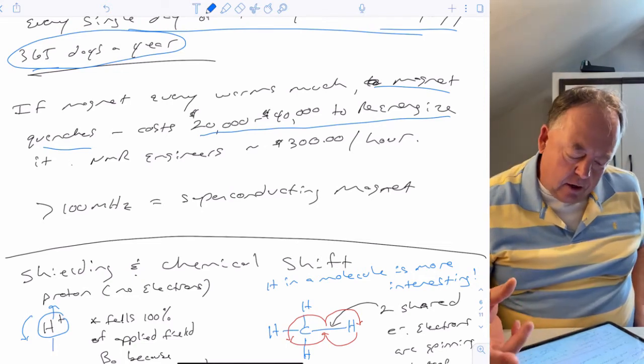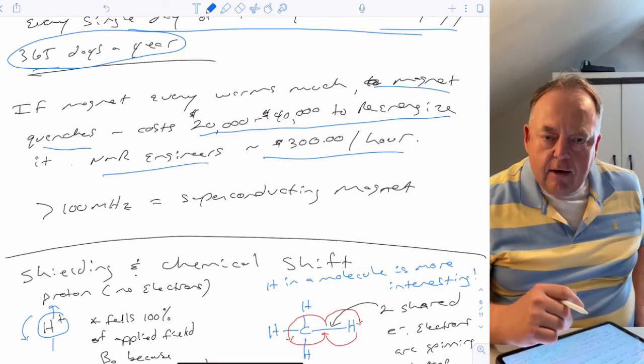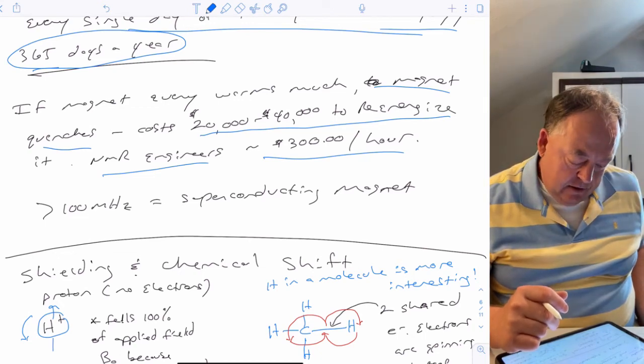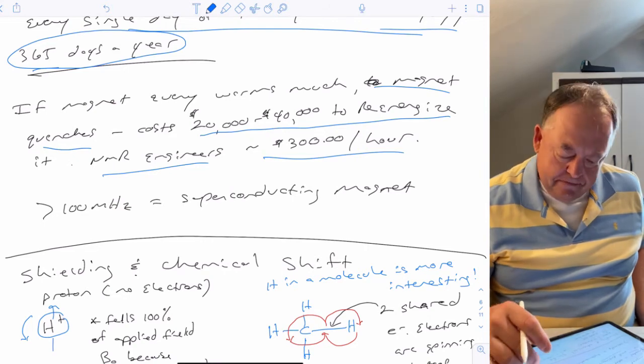You have to hire an NMR engineer to come out. An NMR engineer is going to cost about $300 an hour. So it gets pretty pricey. If you ever have problems with your NMR, it can be a very expensive problem.